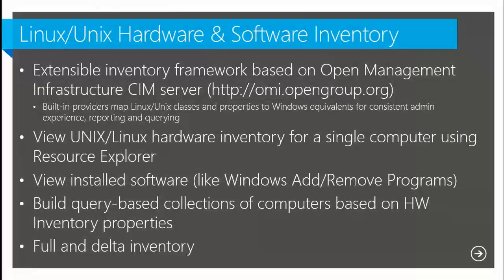So now let's talk about some of the features and capabilities that we provide for Unix and Linux clients, starting with hardware and software inventory reporting. As I said, we built our solution on top of the existing Config Manager hardware and software inventory that we leverage for Windows machines. On the client side, we've leveraged the Open Management Infrastructure CIM server. That's essentially the equivalent of what WMI is for Windows management.